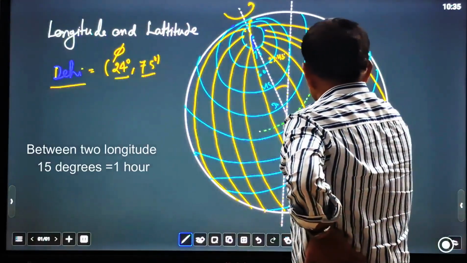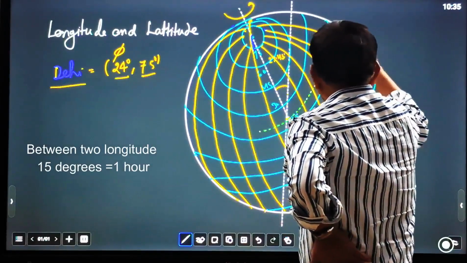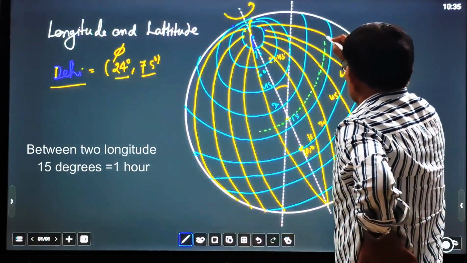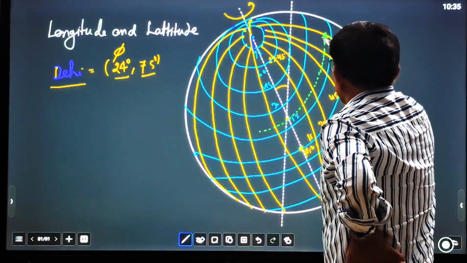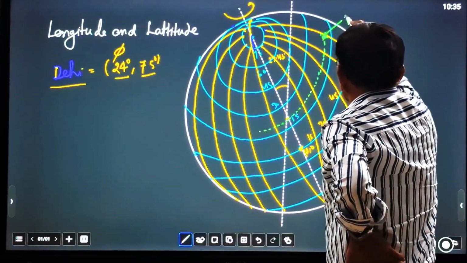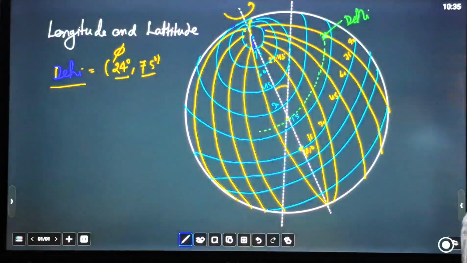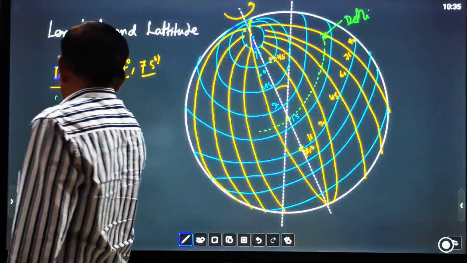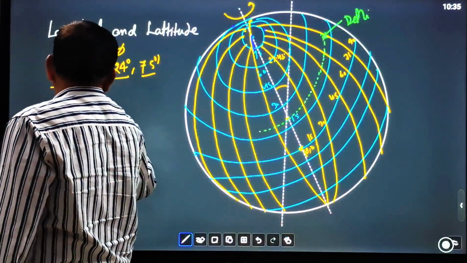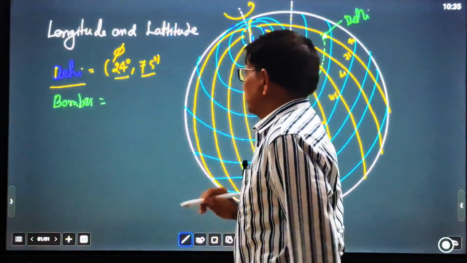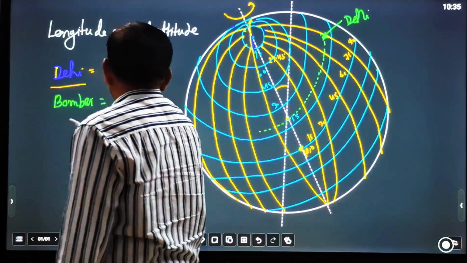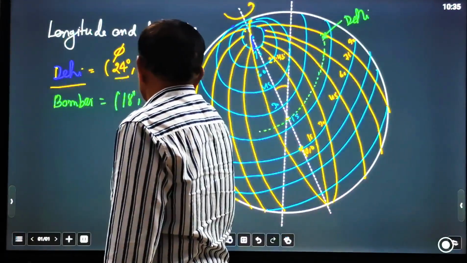So up to 75 degree, this is 45, 50, and 75 degree. Here you will reach the position of Delhi. Suppose you want to reach Bombay. Next one is Bombay, Mumbai. Its location is 18 degree and 70 degree.